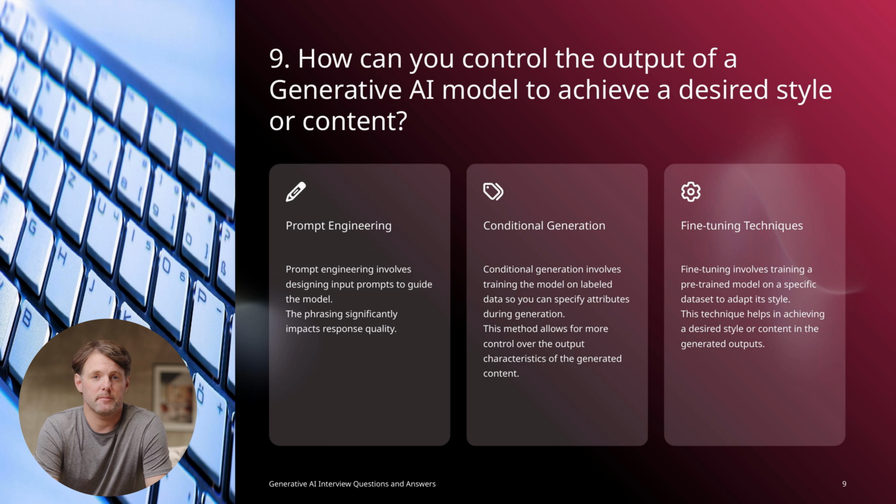The ninth question: how can you control the output of a generative AI model to achieve a desired style or content? The answer is, you can control the output through prompt engineering, carefully designing the input prompt to guide the model. Conditional generation. Training the model on labeled data so you can specify attributes, like style, during generation. Fine-tuning. Training a pre-trained model on a specific dataset to adapt its style.